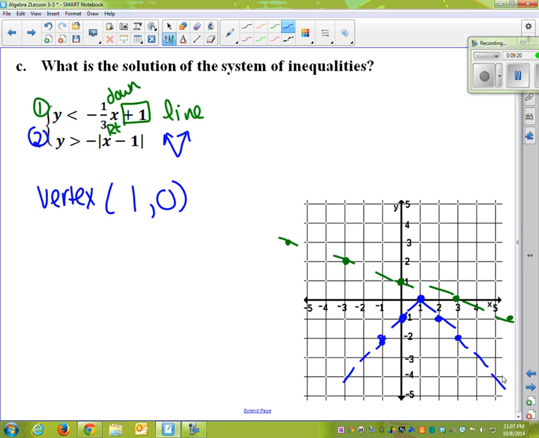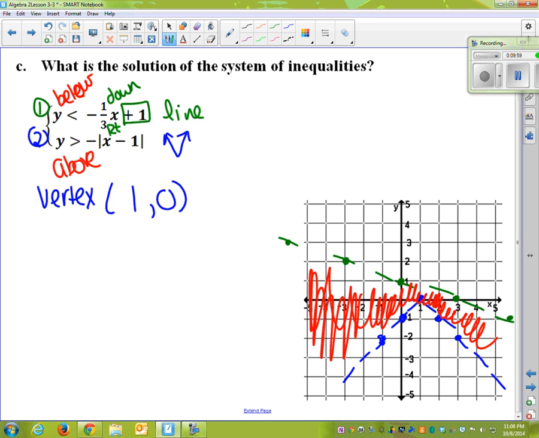And now we need to decide on the shading. With my line, y was less than. It points to the y, which is smaller, and that means I need to shade below. The absolute value shows that y is greater than. It opens to the y, which means it's greater, so I shade above. So I need to be below the line and above the V. That's going to be this section outside the absolute value, but staying below the line.